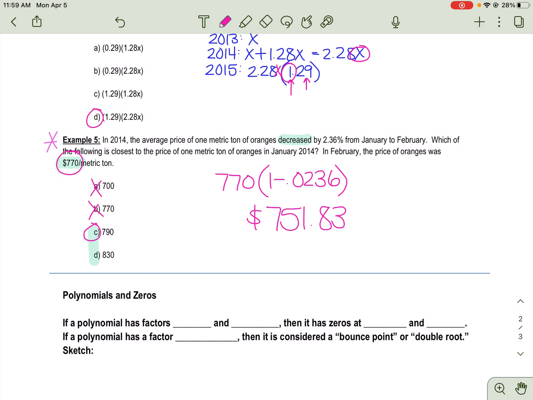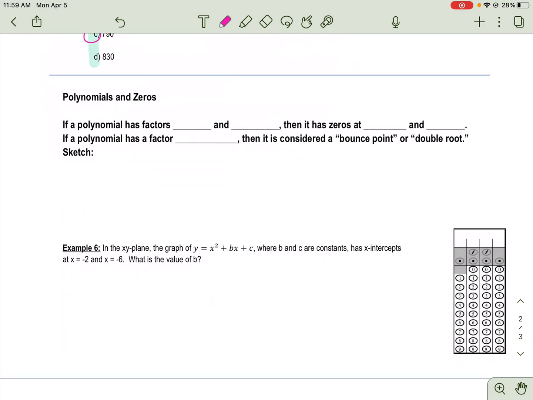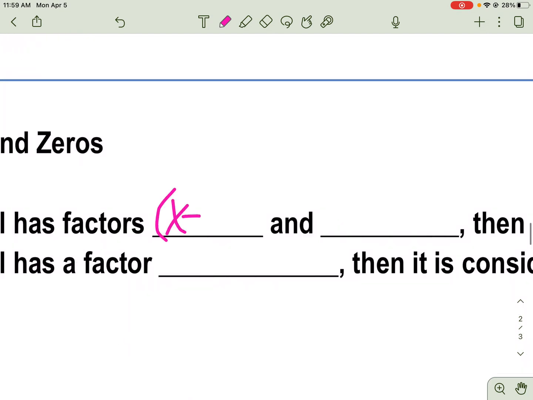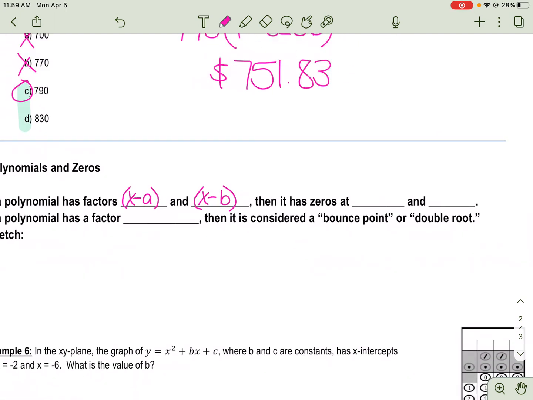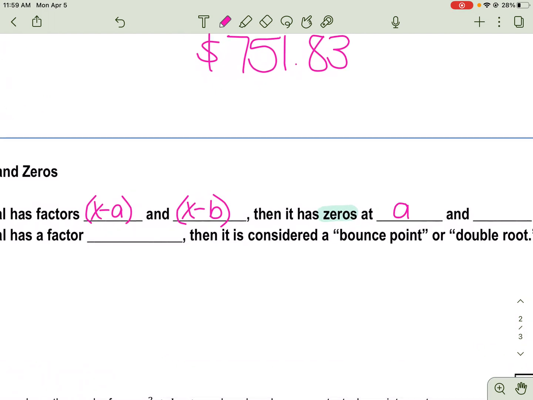All right, last topic that we're going to cover in the hodgepodge is polynomials and zeros. If a polynomial has factors x minus a and x minus b, then it has zeros. There are a lot of different words you can use for zeros: solutions, x-intercepts, or roots. They all mean the same thing. Basically it would have solutions at positive a and positive b. Notice it's the opposite sign of what I had in the parentheses.